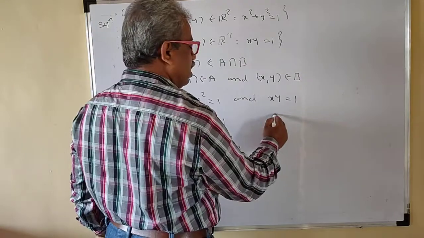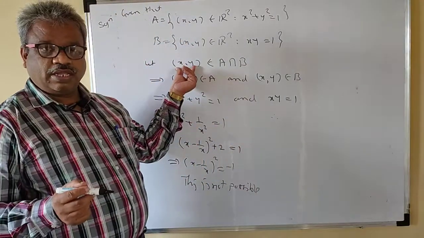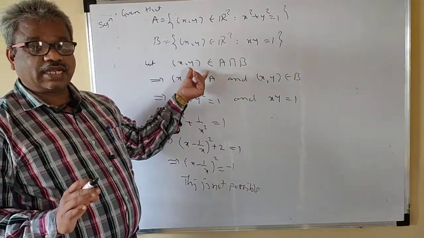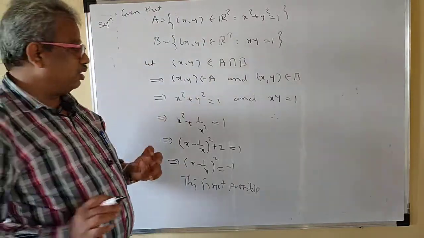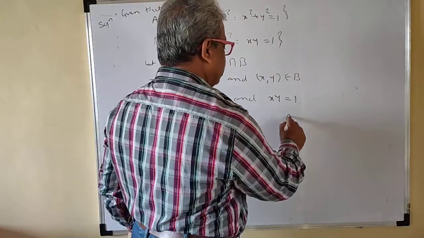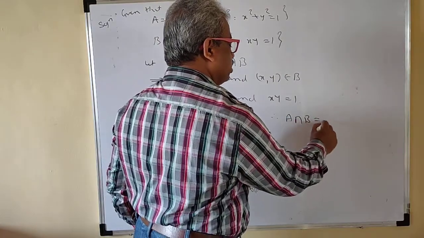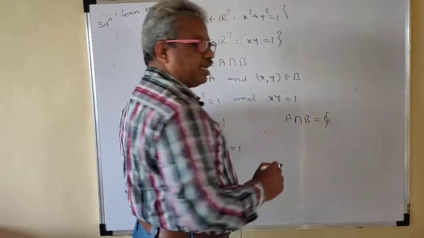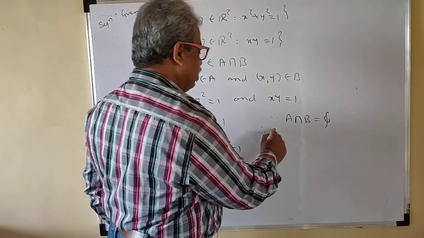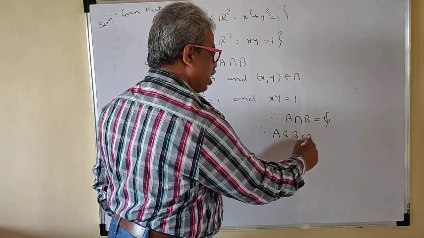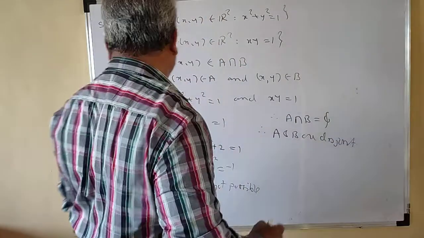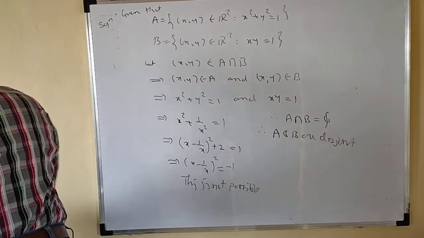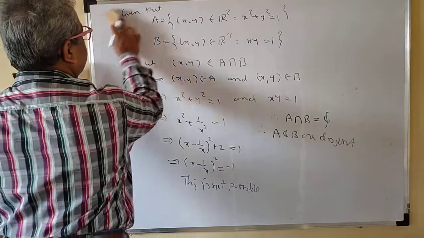So therefore, such (x, y) is not possible. That means there does not exist any x and y such that x square plus y square is equal to 1 and xy is equal to 1, right? So therefore A intersection B is empty. So the intersection is empty, which means A and B are disjoint. Okay, so we have proved that it is disjoint.